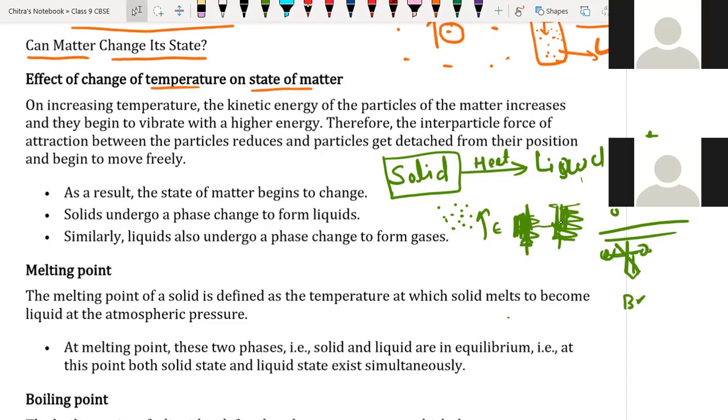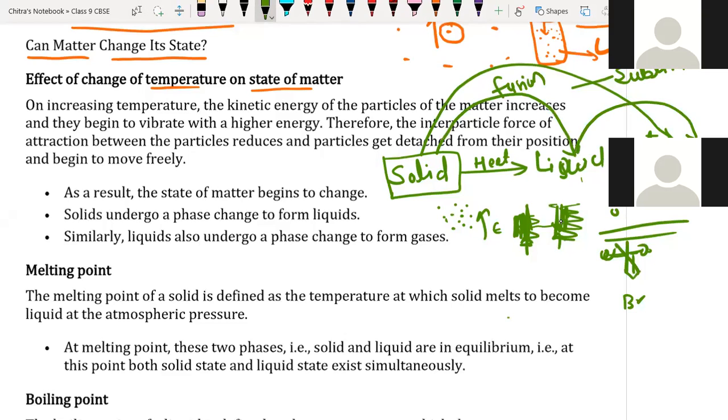So by increasing heat, solid may convert into liquid. On further heating, liquid may convert into gas. Sometimes solid directly converts into gas without going through the liquid state. This process is called sublimation. The conversion of solid to liquid is called fusion, and liquid to gas conversion is called evaporation or vaporization.